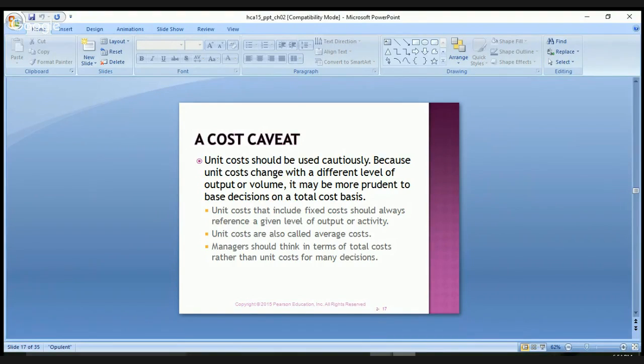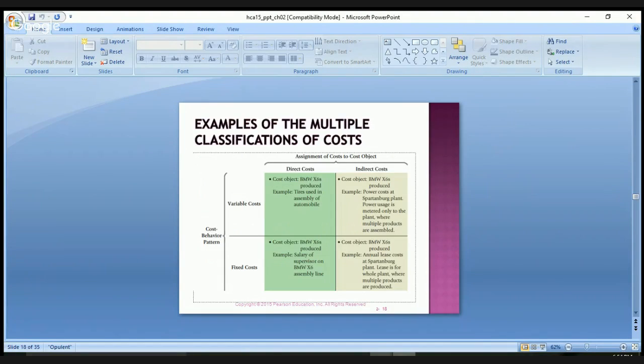So, examples of the multiple cost classifications. Variable cost and direct cost: the cost object is going to be the BMW X6 produced. Examples of direct costs that are variable costs are tires used in assembly of the automobile. Each vehicle gets 5 tires. For direct costs that are fixed costs, same cost object, the salary of the supervisor on the assembly line that we talked about earlier. It has to be only for that assembly line, only for the X6.